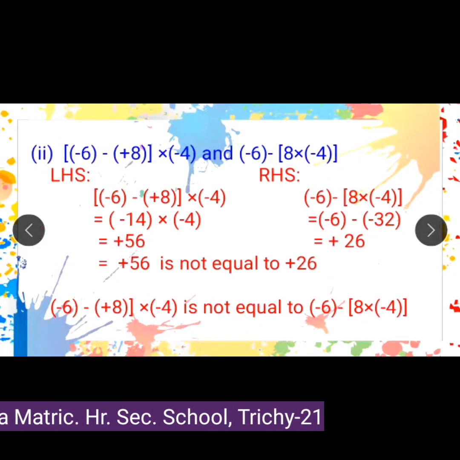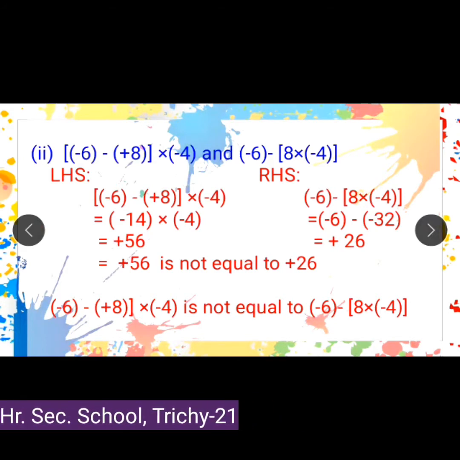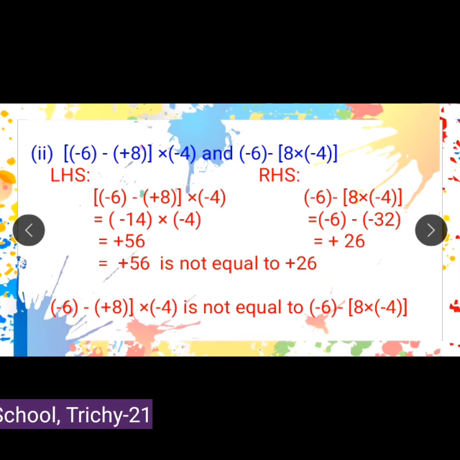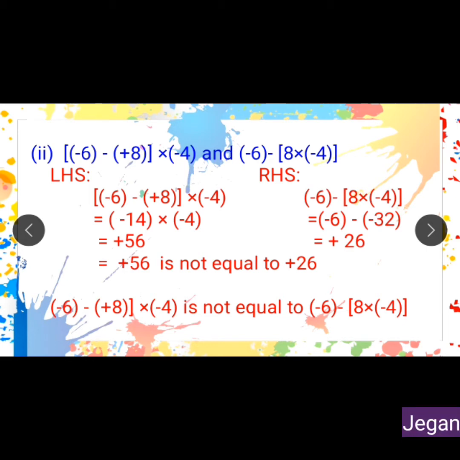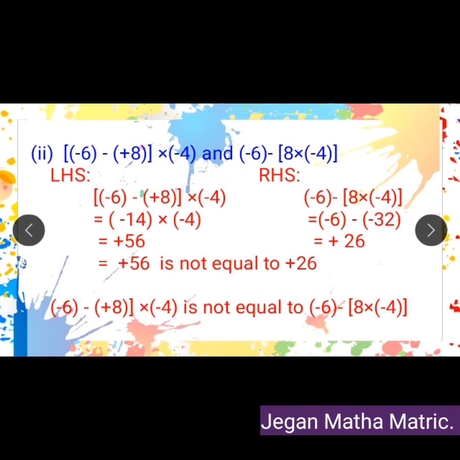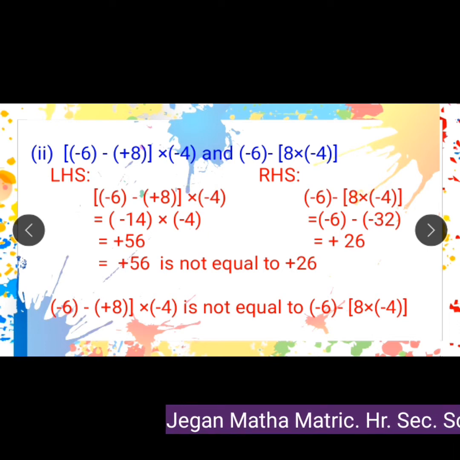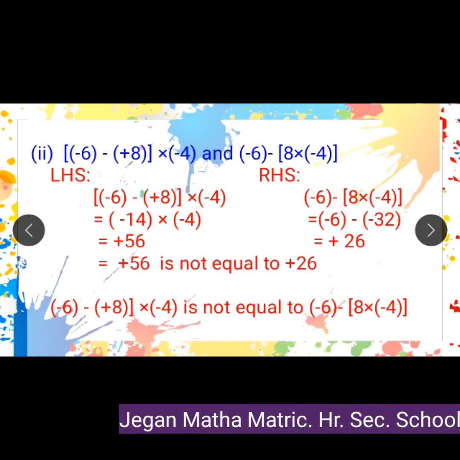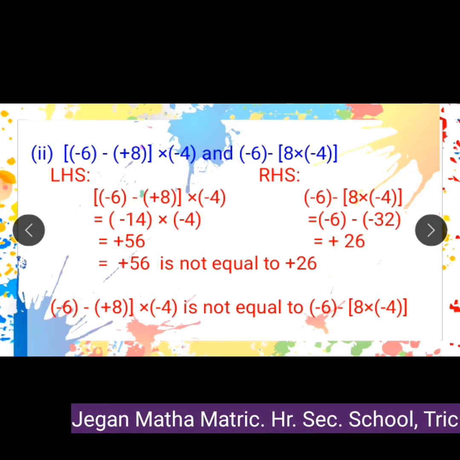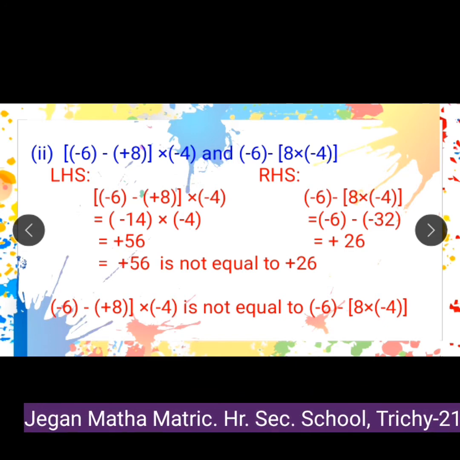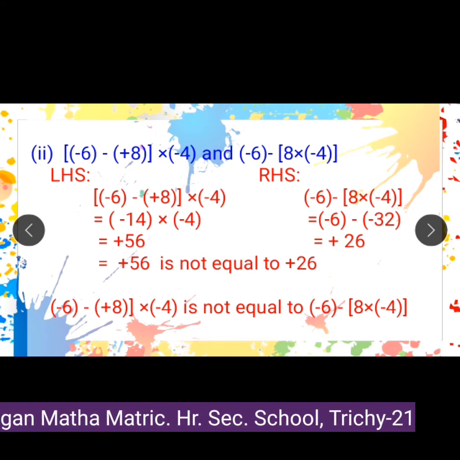Second subdivision, minus 6 minus 8 into minus 4 and minus 6 minus of product of 8 and minus 4. Left hand side equal to minus 6 minus 8 into minus 4. Here we do the subtraction first and then multiplication. So now we add minus 6 and minus 8 because both the integers having same sign. We get minus 14. Then minus 14 is multiplied with minus 4. Here even number of times negative sign gives positive integer. Minus 14 is multiplied with minus 4 equal to plus 56. So left hand side equal to plus 56.